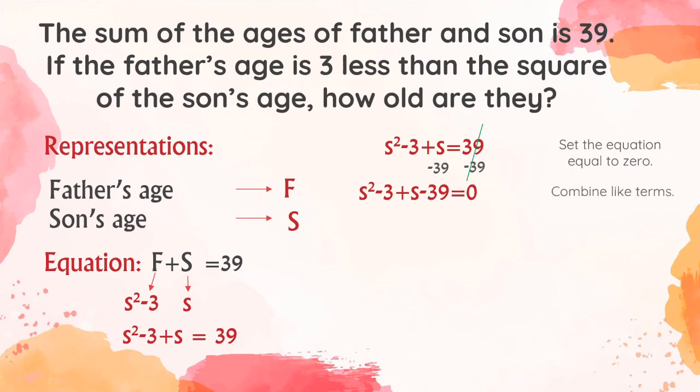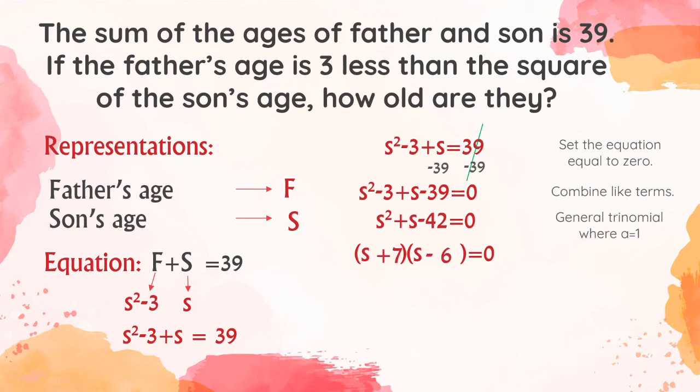Let us combine like terms. Ang like terms lang naman dyan ay constant, so negative 3 plus negative 39 is equal to negative 42. So the equation becomes S squared plus S minus 42 equals 0. This is a general trinomial where a is equal to 1. Let us factor this. So s times s equals s squared. That is why we have the letter s for each factor. Then, what are the factors of negative 42 that add up to positive 1?